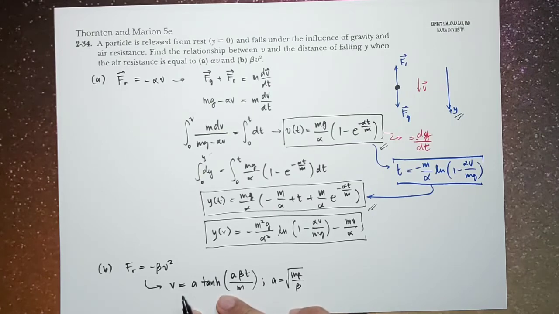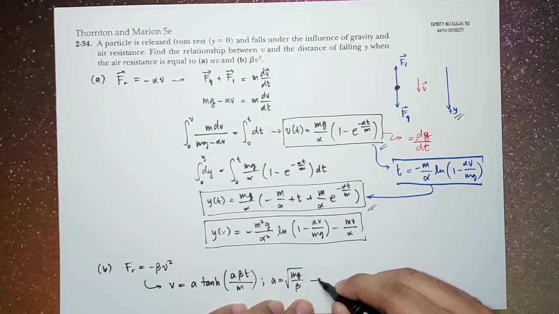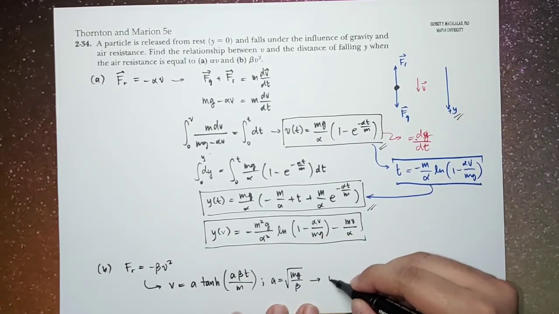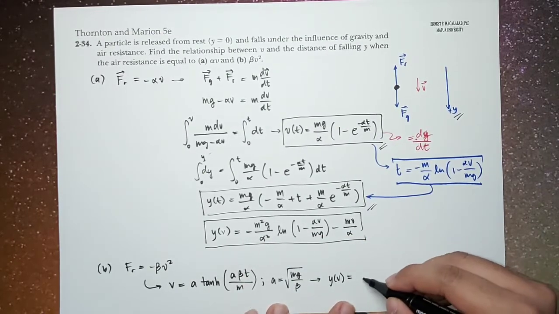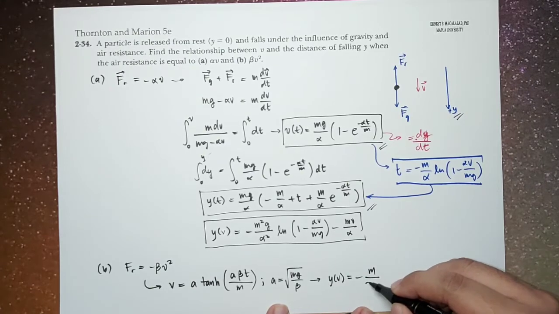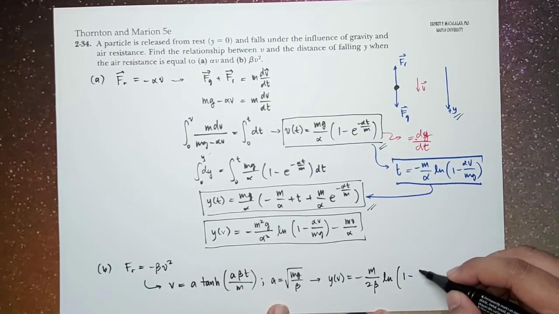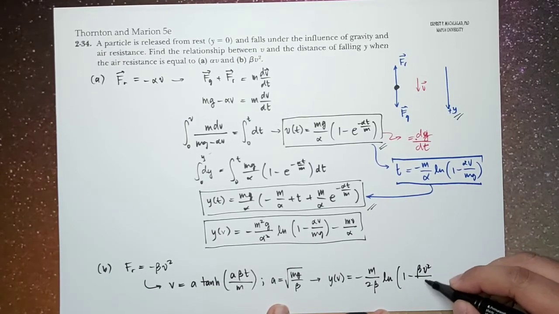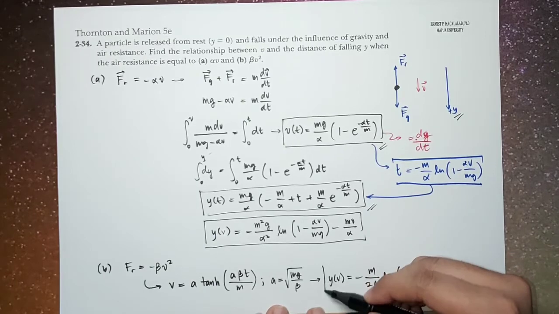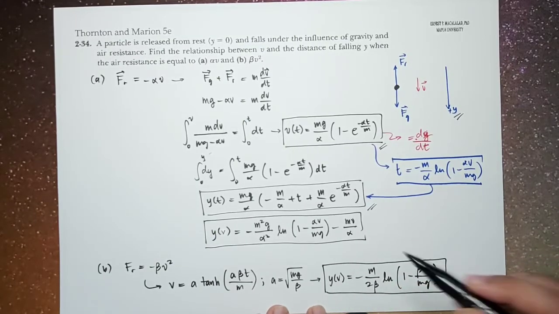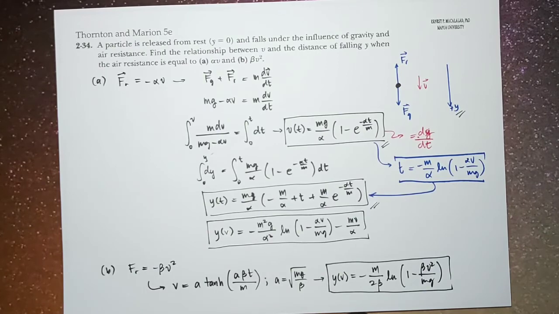And then the resulting relationship between y and v will just be equal to negative m over 2 beta times ln of 1 minus beta v squared over mg. So this is now the result of letter B. You can refer to the notes for the most detailed solution available to you, but this will be your resulting function.